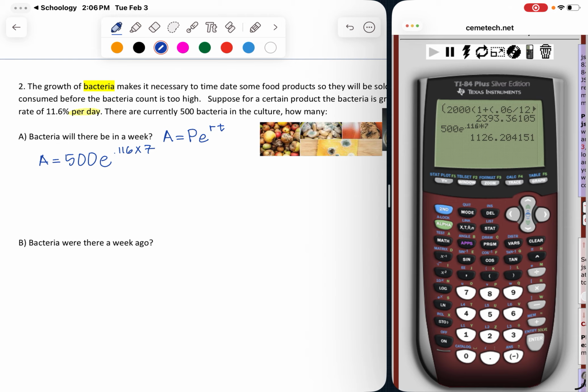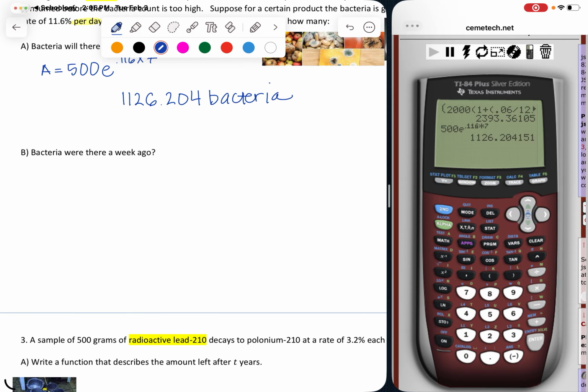All right, now this is bacteria. So we could have a discussion here about, can you have part of a bacteria, or should I round it to the 3 decimal places? I would say if it was people, we would just truncate it, 1126. Bacteria, let's round to 3 decimal places. It will tell you in your directions on your test how to round. Either yes, 1126.204. If you truncated and put 1126 bacteria, I would not be mad at you, because you could argue all day that it's not part of a bacteria.